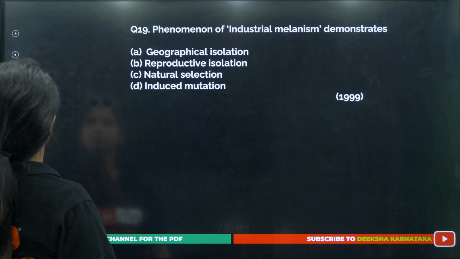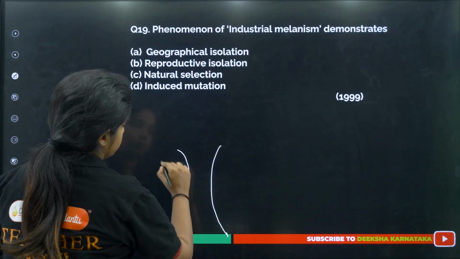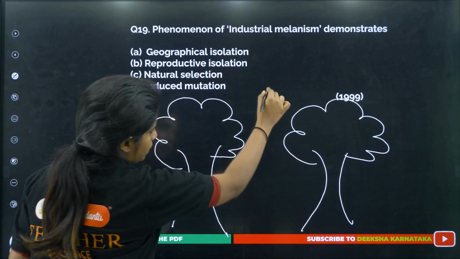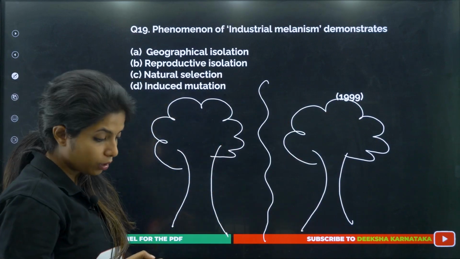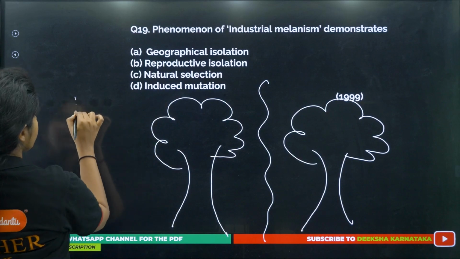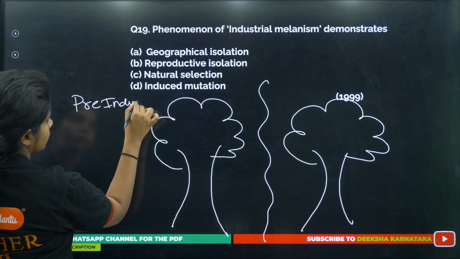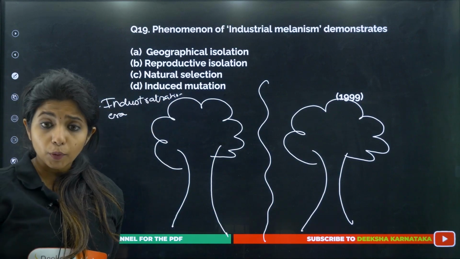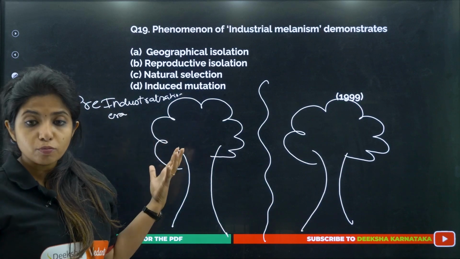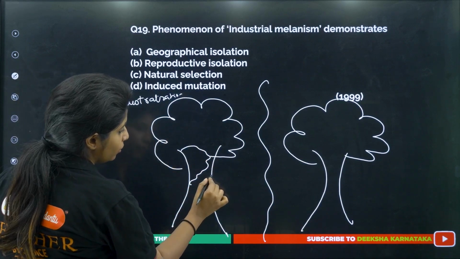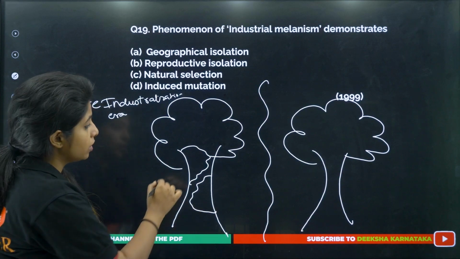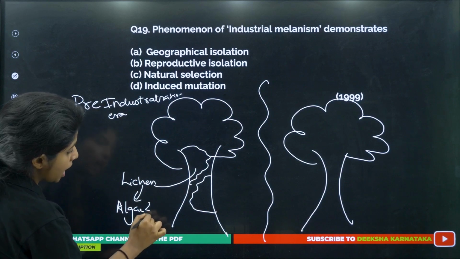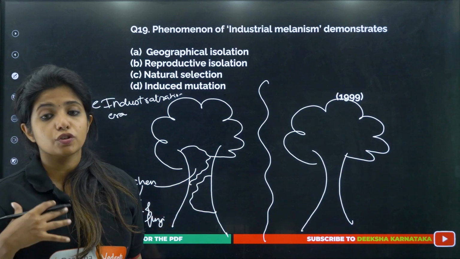Industrial melanism, if you remember, you had two plants. This is before all the pollution and everything happened. It is the pre-industrialization era. At this point of time there was not much pollution and things like that. So there were lichens all over. What did you have, children? Lichens. And what is lichen? Lichen is a symbiotic association of algae and fungi. So it is found only at places where pollution is not that much.